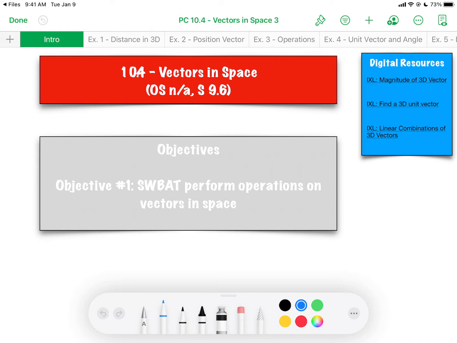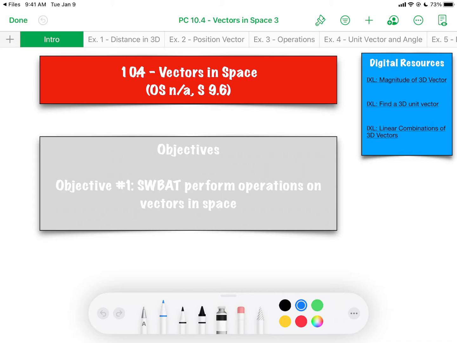All right, section 10.4. Now we are looking at vectors in space. Whoa. 3D, our physical world. Okay? Now, here's the nice thing. Pretty much everything that we've learned so far with regards to vectors in 2D, in the plane, most of those calculations will extend into 3D.